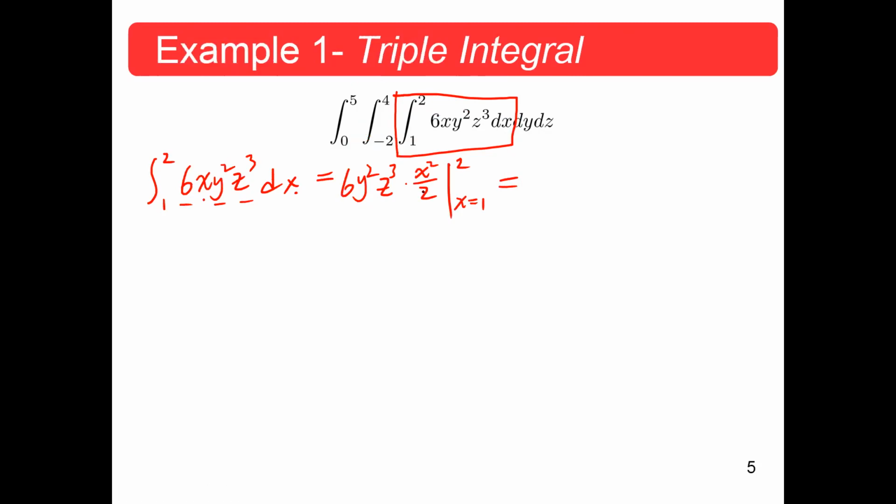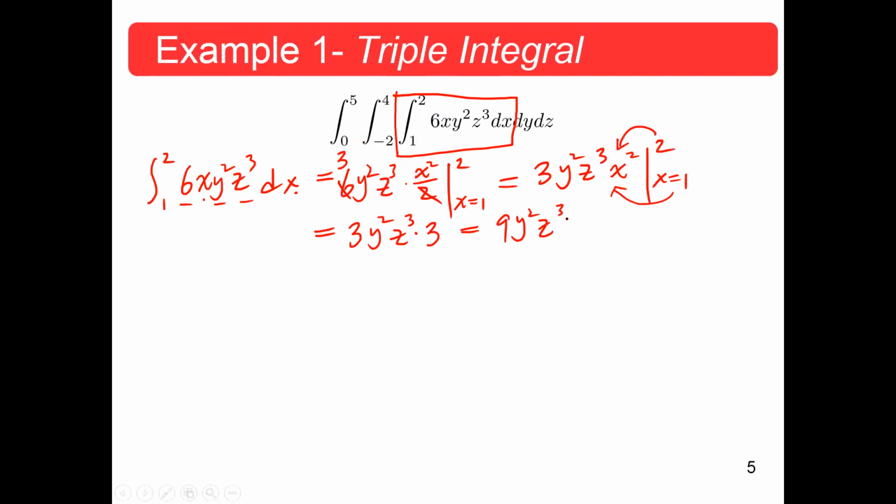So you can simplify 6 and 2. I can get 3 here. So it's 3y squared z cubed x squared, where x goes from 1 to 2. So we can plug in 2 for x and plug in 1 for x for evaluation and subtract those. So we have 3y squared z cubed. When 2 is in, I have 4. When 1 is in, I have 1. So it's 4 minus 1, which is 3. It's 9y squared z cubed. That is the first layer.